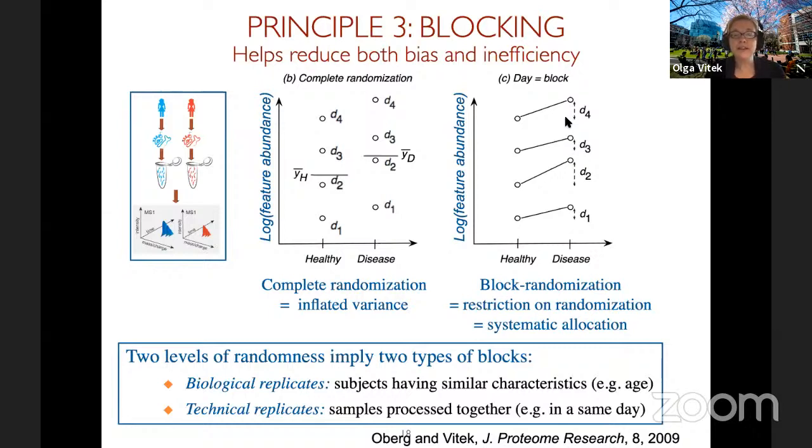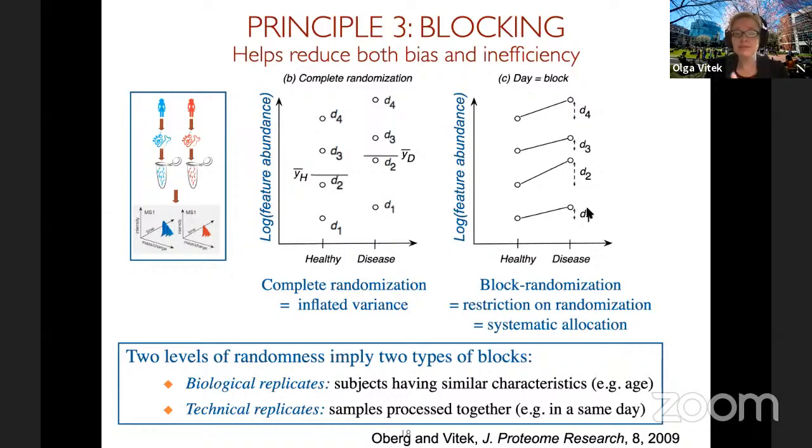So blocking is, in fact, a restriction on randomization. Maybe this is what the other question meant. Blocking is a restriction on randomization where we impose on day 1 to have the same number of healthy and disease. So we'll still select healthy and disease randomly from our study. We will still randomly assign the order in which they are acquired, but they're all acquired on day 1.